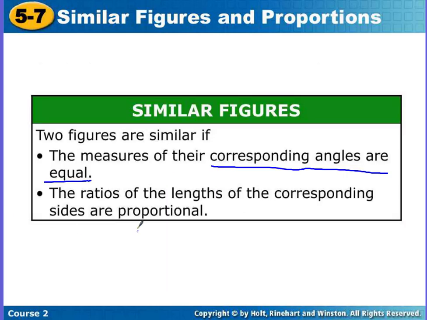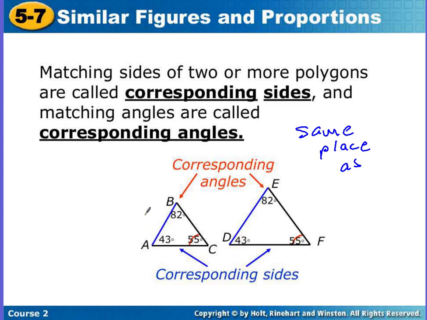Now the last one and the most important characteristic is the ratios of the lengths of the corresponding sides must be proportional. In other words, if I knew the measure of this side right here, and this side, I can multiply all 3 of these by the same number, and I would get the measures for these sides. So they must be proportional.